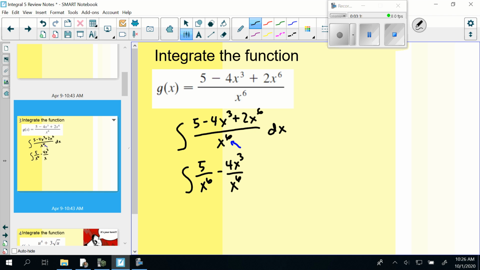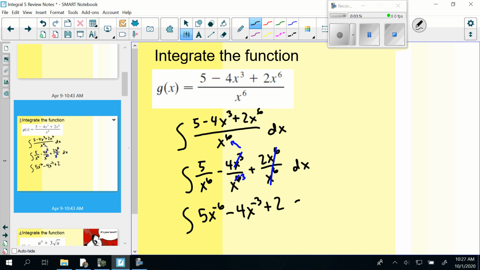And so once you split these up, now let's simplify, then find our integral, and it should be much easier here. This first one, there's not really any simplifying we can do, but let's write it as 5x to the negative 6 for finding our antiderivative. This next one, we can cancel out some of these exponents, and then I'm going to write this one as 4x to the negative 3rd, since we have 3 left in the bottom. This next one, the x to the 6 is just canceled, so it's just plus 2. Now let's find our antiderivative, and much easier here.